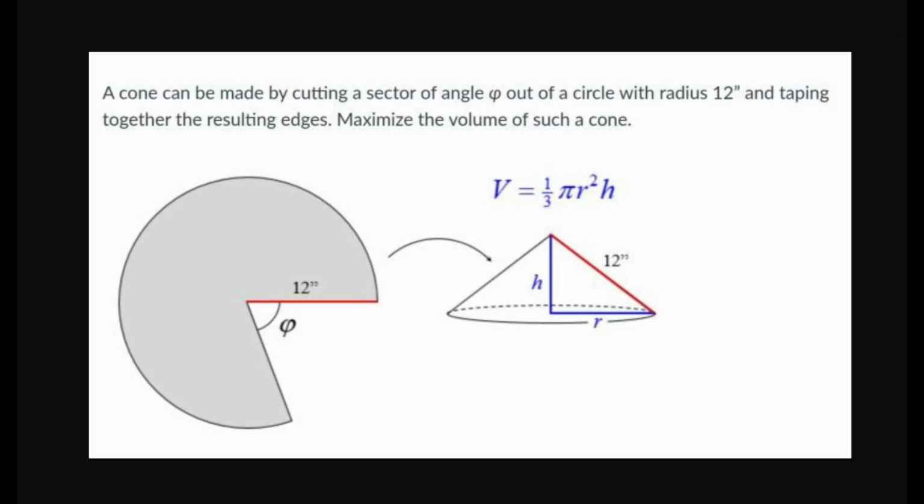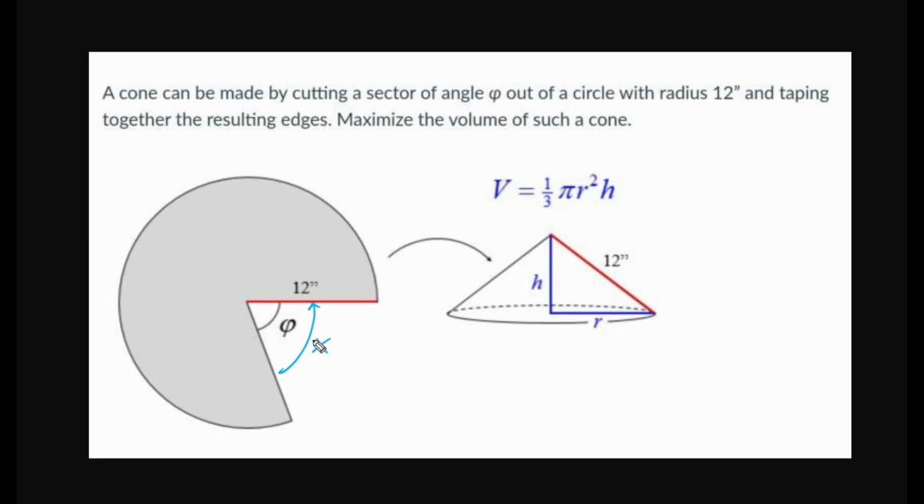Today we're looking at a classic calculus problem, the good old cone problem. This cone is made by cutting a sector of angle phi out of a circle with radius 12 inches and taping together the resulting edges. Maximize the volume of such a cone. It's a maximization problem. So you're cutting out this part of the circle.